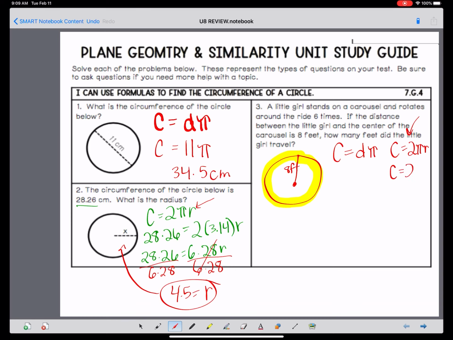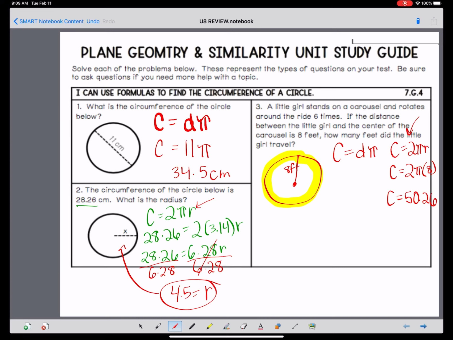Circumference is equal to 2 times pi times the radius of 8. And let's go ahead and just plug that into our calculator. I'm going to say 2 times pi times 8, and I got 50.26. The circumference is equal to 50.26.